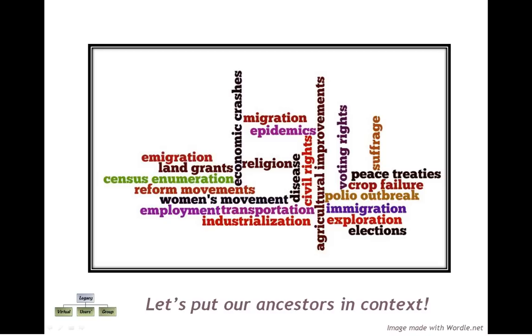We need to answer the question, what types of events shaped their local communities, their state, their country, and their world? Now, this is a quick list that I made of the types of events that might shape my ancestors' lives. Certainly, immigration, migration, religion, and wars enter in. What events would you add to this list? Because if we keep track of these types of events, we're able to put our ancestors' lives in context.